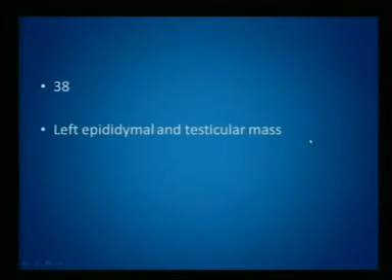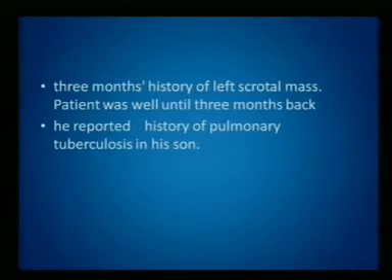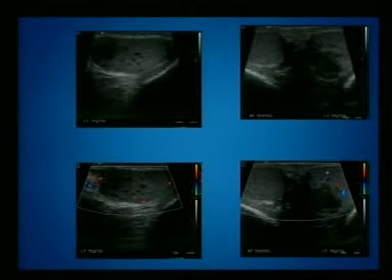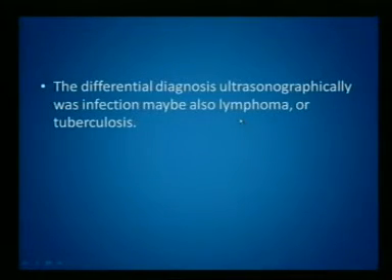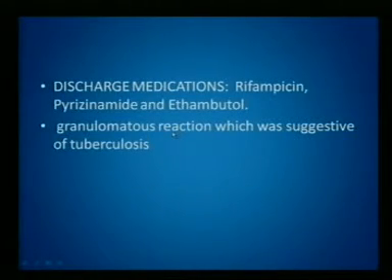Another example of testicular mass, this is a 38-year-old with epididymal and testicular mass for 3 months, and he has a history of TB. You see here the left testicle with grayscale, multiple hypoechoic areas. It is not vascular. In biopsy of this mass, it proved to be granulomatous disease and diagnosed as TB, and the patient was discharged from the hospital on anti-TB treatment.